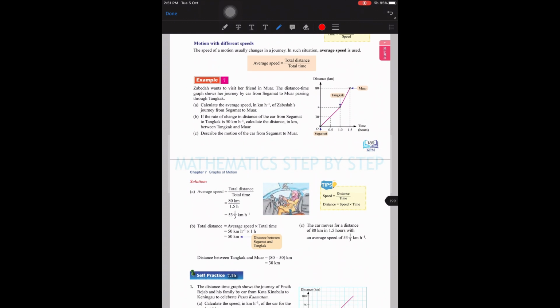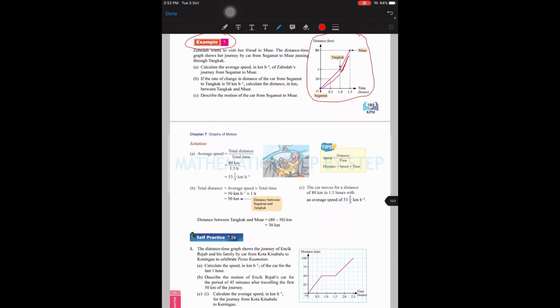Then motion with different speeds. Let's refer to this graph. We can see the gradient for this part and this part of the graph is different. This part of the graph is steeper. So now we learn about average speed. Average speed will be the total distance traveled divided by total time, okay. So now let's go through example 7 together.